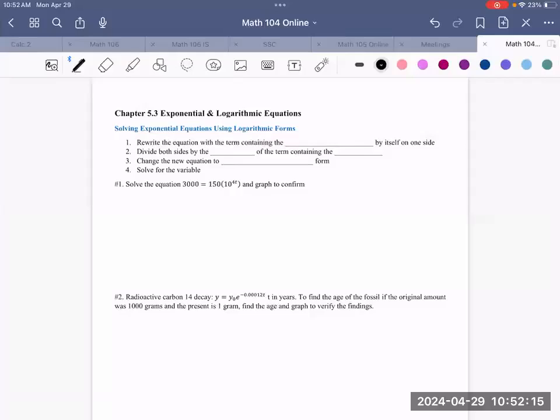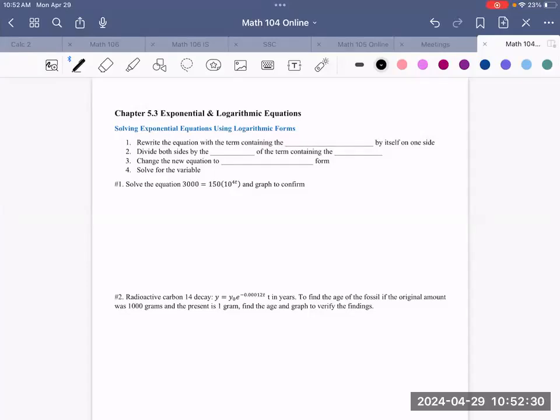Welcome to Math 104, Chapter 5.3, Exponential and Logarithmic Equations. We are working today on how to solve one another. Make sure your foundations on Chapter 5.1 and 5.2 are solid in order to move forward.